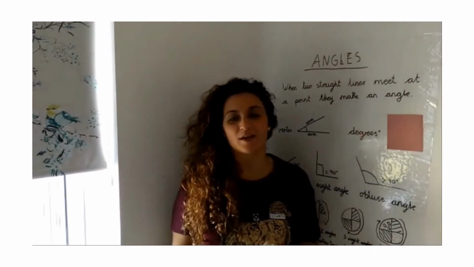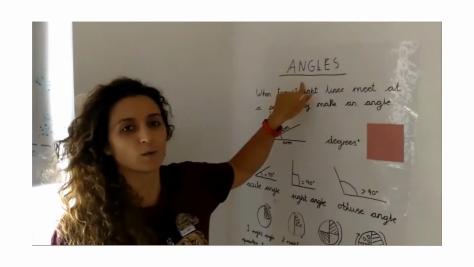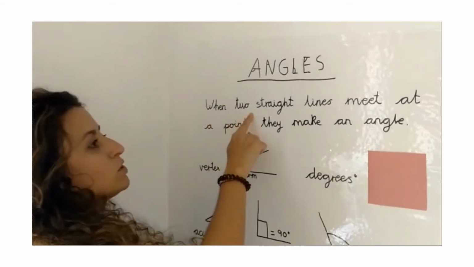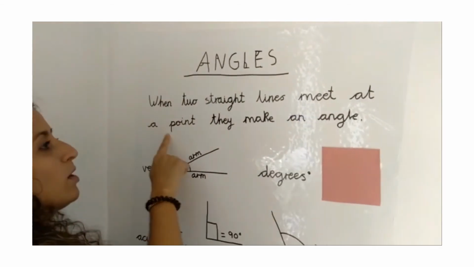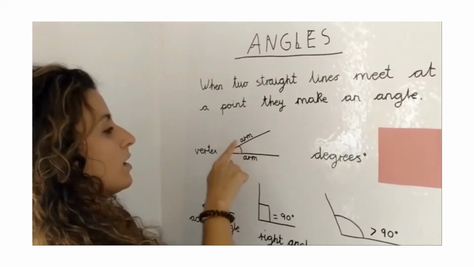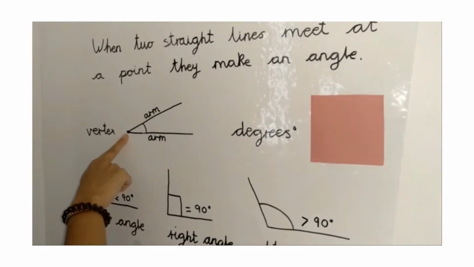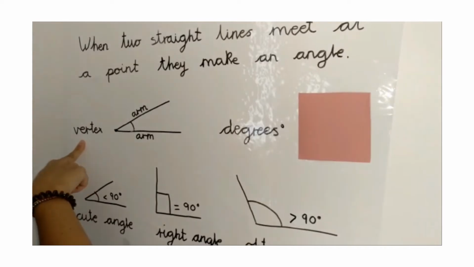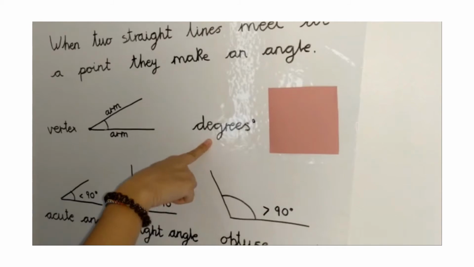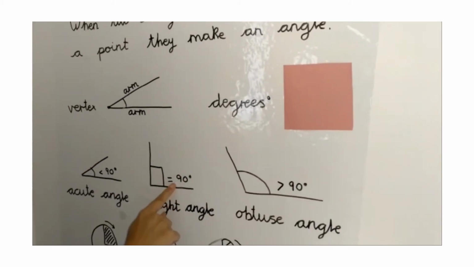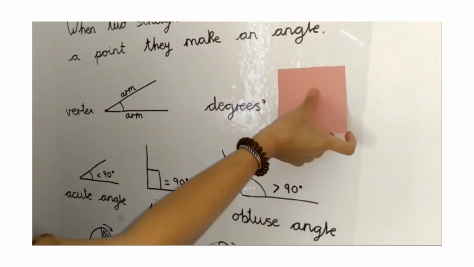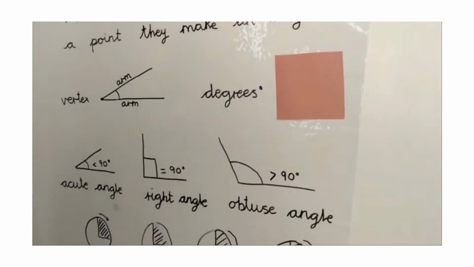Okay, so yesterday was our last lesson learning about angles. So let's recap what we've learned so far. We know that when two straight lines meet at a point, they make an angle. We can also call the two straight lines arms, and the point where they meet can be called a vertex. We know that we measure angles in degrees, and we also know that right angles are 90 degree angles. We can use our right angle tester to help us find right angles.